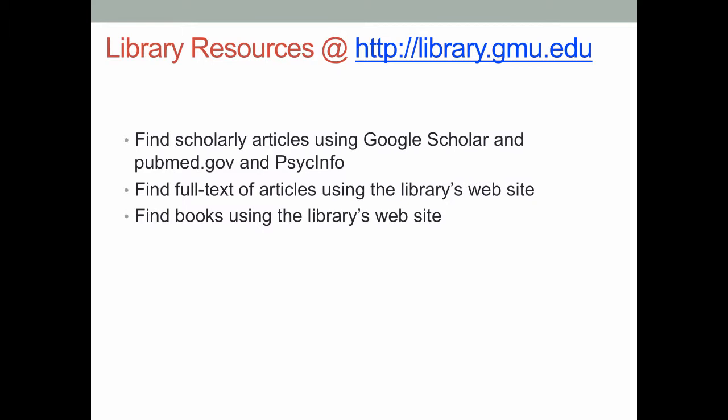The library's webpage is at library.gmu.edu. That's where our library resources are all located. Today we're going to talk about finding scholarly articles using Google Scholar and PubMed.gov and PsycInfo. We will also look at finding full text of articles using the library's website and how to find books using the library's website.